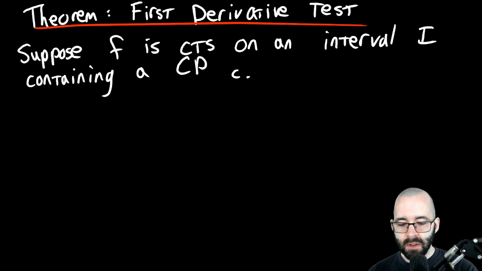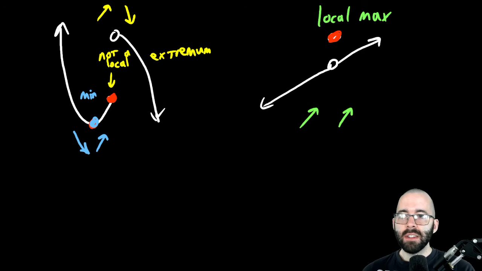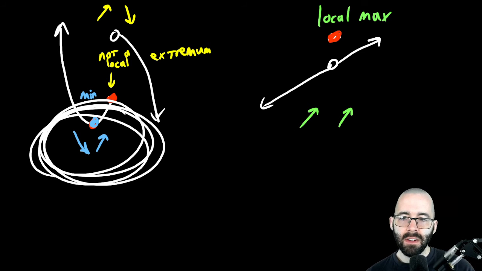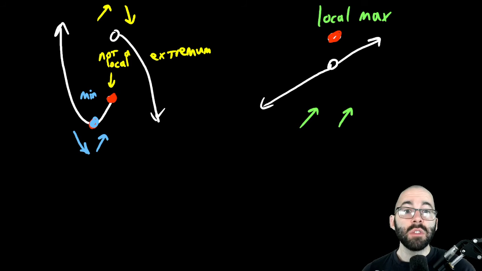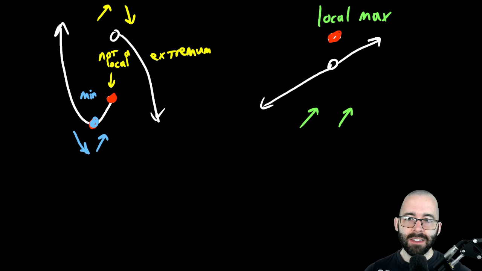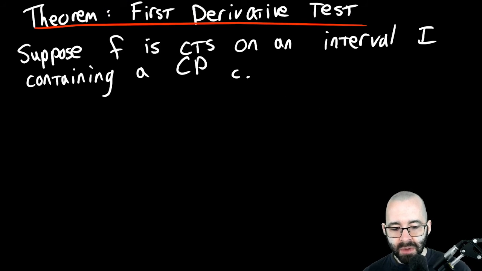So again, this is continuous. This is critical point. And this is why we need this. Because if we don't have that, we're continuous on some interval around the critical point, right? It doesn't have to be continuous everywhere. We could use a first derivative test here, even though the function's not continuous. It just has to be continuous close by, continuous somewhere that contains that point. Doesn't have to be everywhere, but continuity is going to matter. Suppose f is continuous on some interval I containing a critical point C.